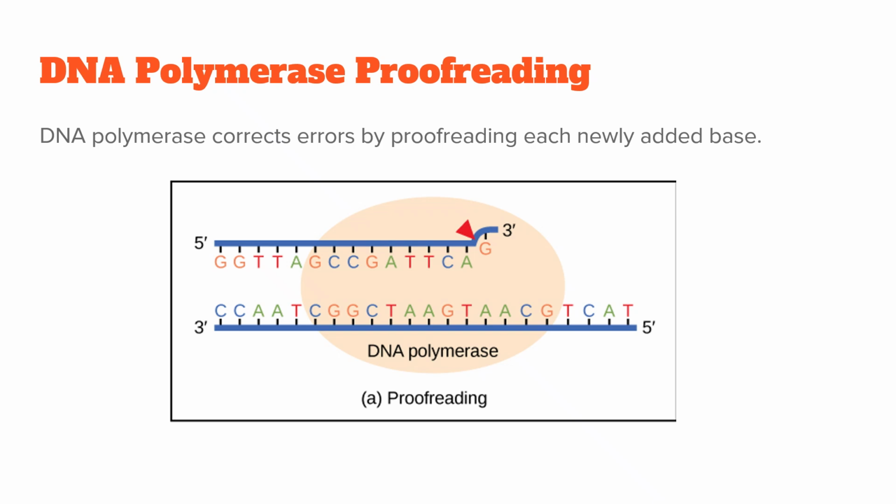DNA polymerases proofread as they synthesize. If a wrong base is added, the enzyme senses the mismatch, backs up, excises it, or cuts it out, and inserts the correct base. This 3' to 5' exonuclease activity drops the error rate dramatically. You can think of it as autocorrect for DNA copying.